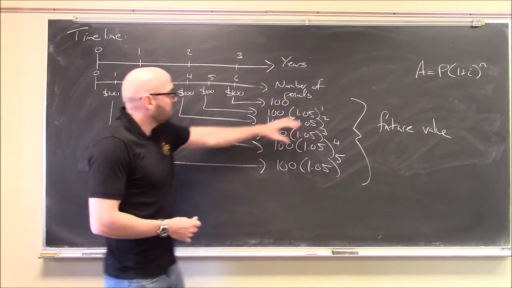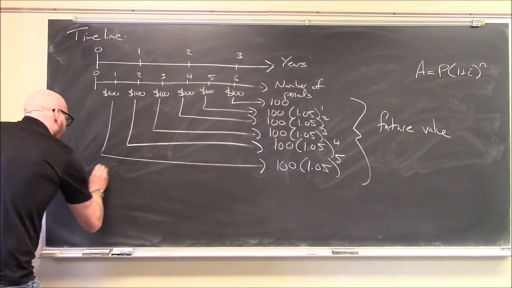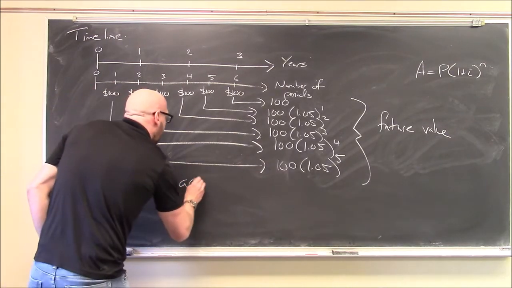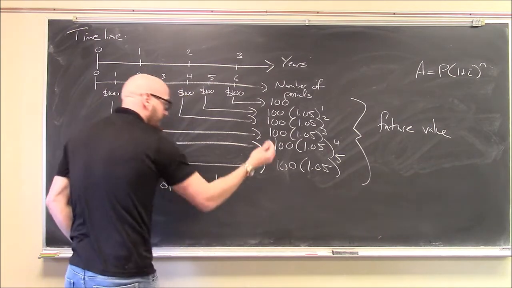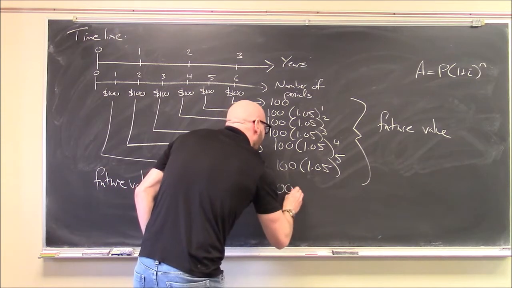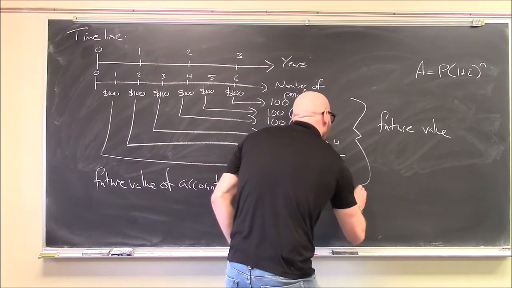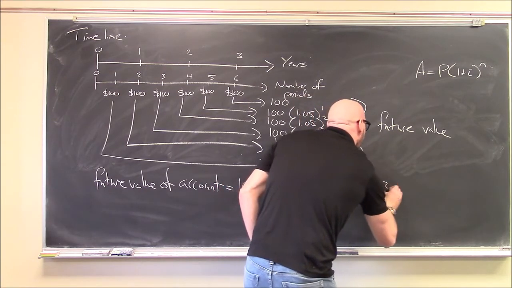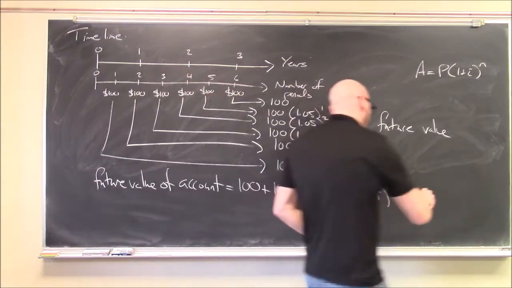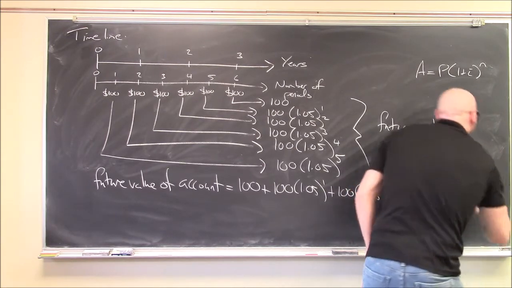Well, the future value of the account would be the sum of all of the future values of every single deposit, right? So the future value of the account is the sum of all of these things. It's 100 plus 100 times 1.05 to the power of 1 plus 100 times 1.05 squared plus, I'm going to run out of space, so I'm just going to dot these out, plus dot dot dot plus 100 times 1.05 to the power of 5.